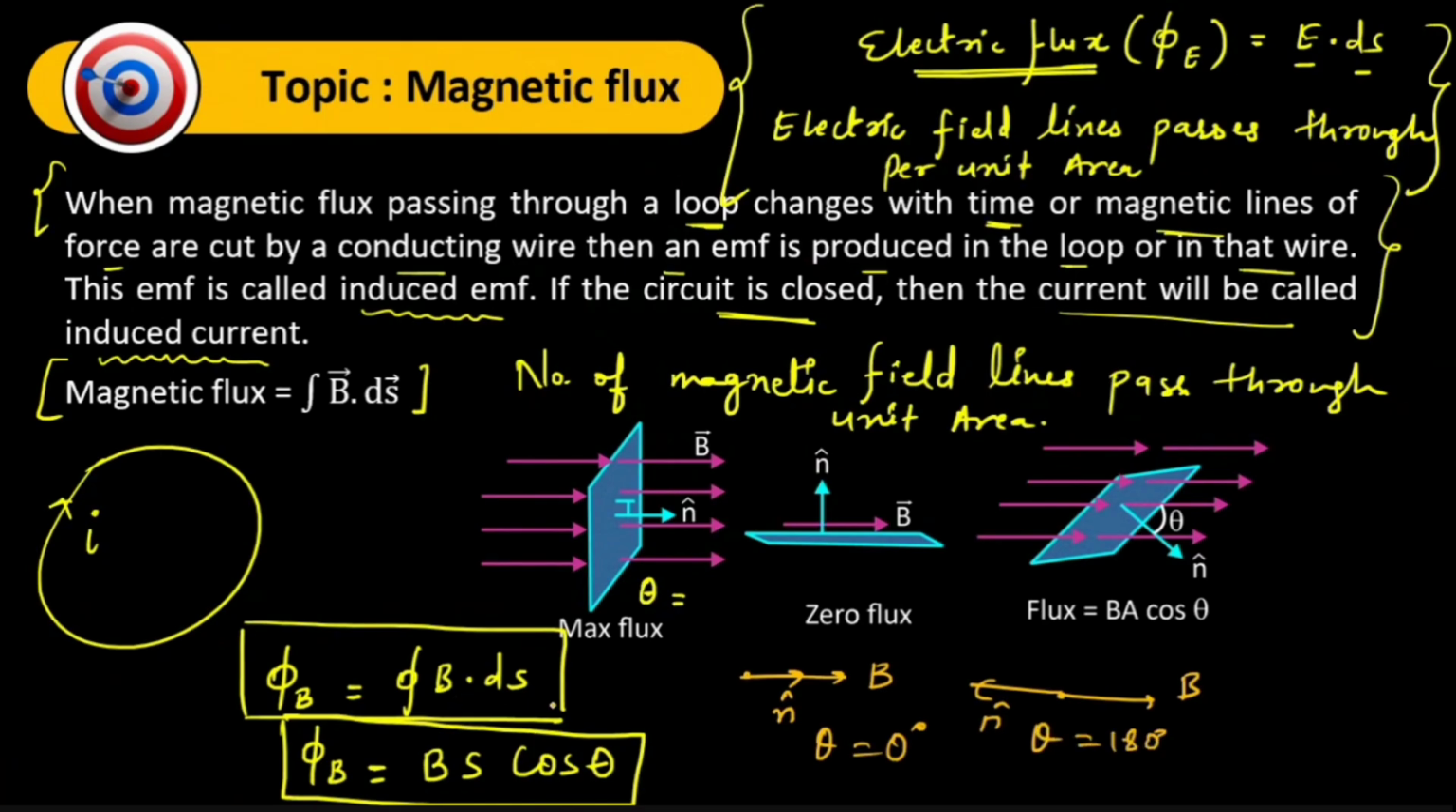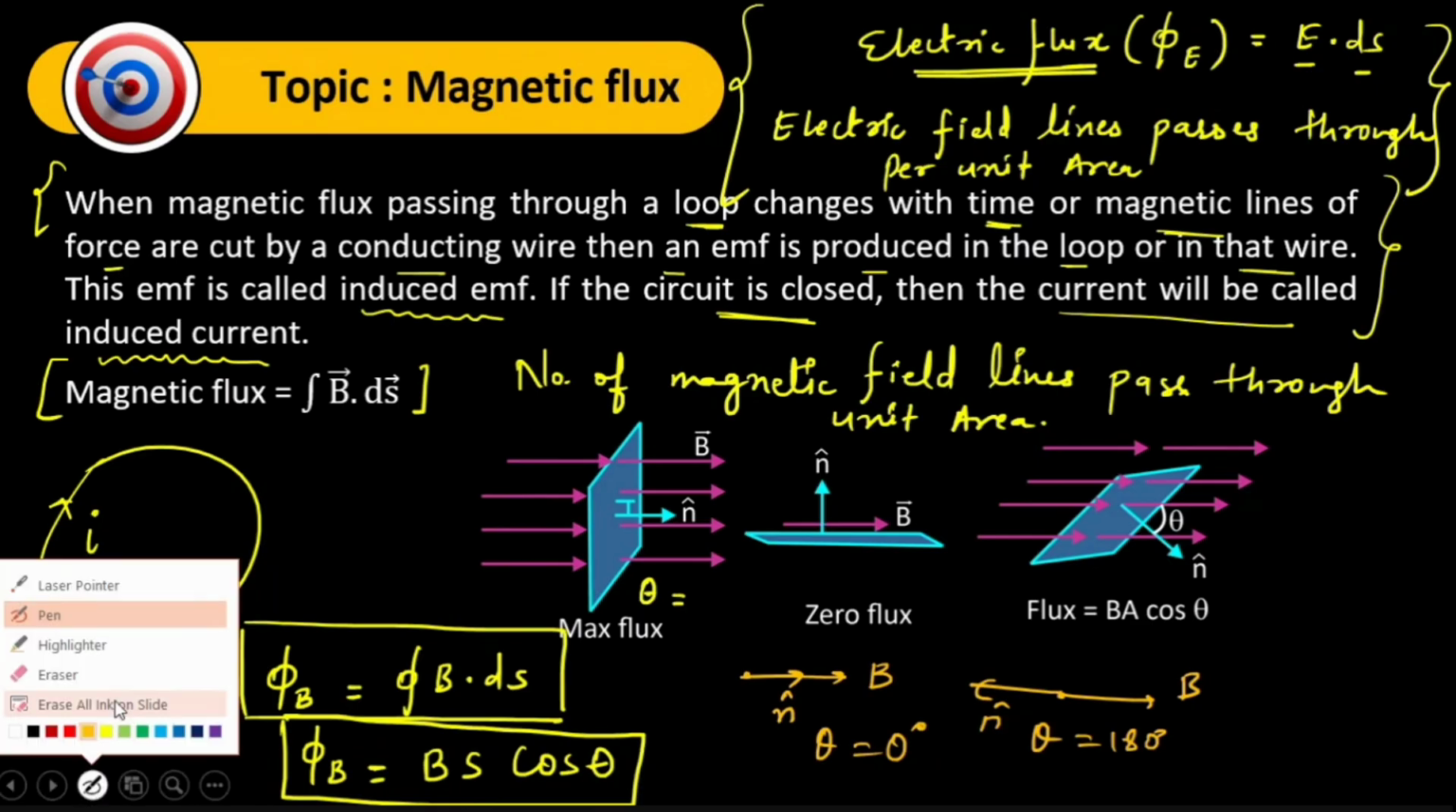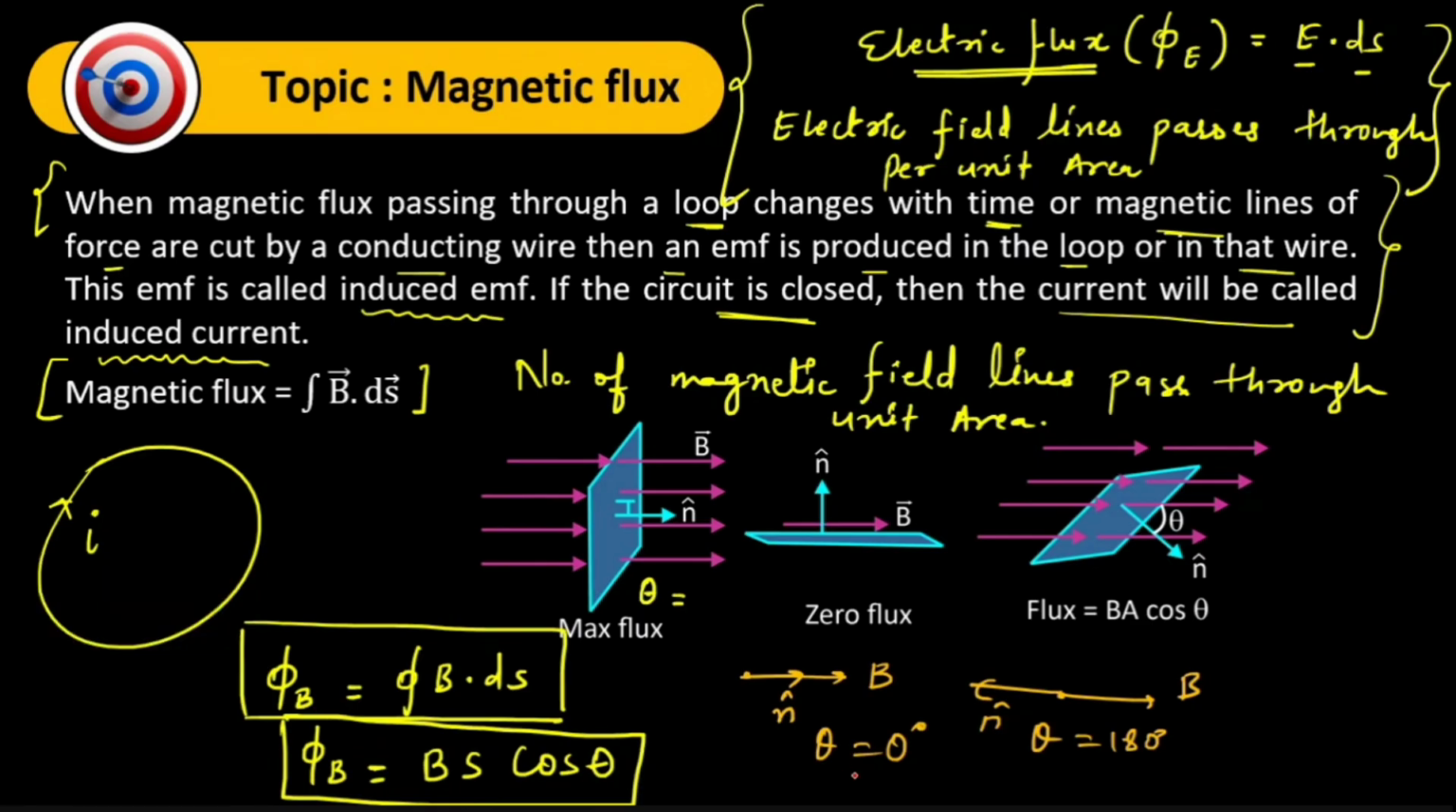So what is the value of cos 0 and cos 180? The value of cos 0 is 1. Remember, if it is cos 0, it equals 1. So whenever the magnetic field and the area vector are parallel to each other, we will observe that there is maximum flux. That's why it's written max flux.